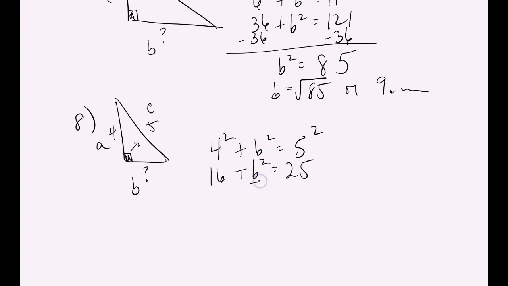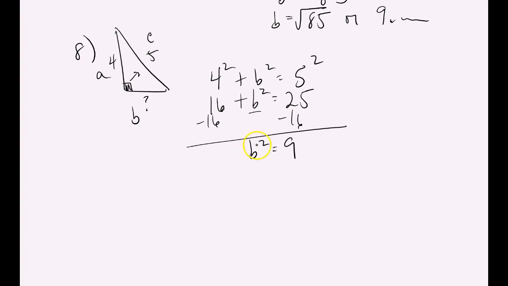I need this by itself, so I need to subtract the 16 from both sides. And 25 minus 16 is 9. Now what number times itself equals 9? Ooh, this one does have a whole number, 3. 3 times 3 does equal 9, so we could do that one.